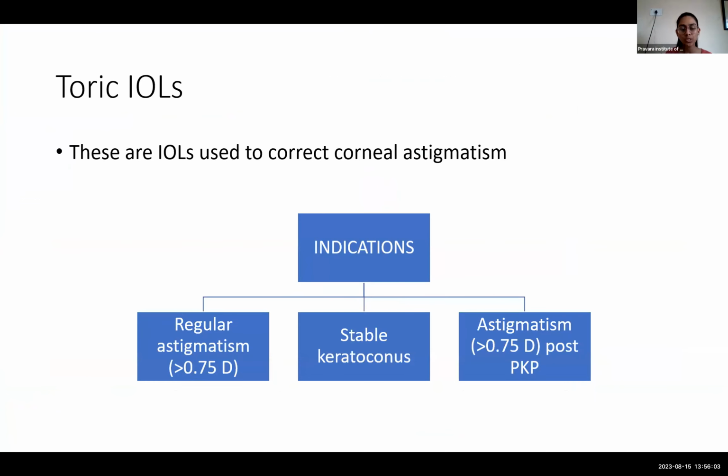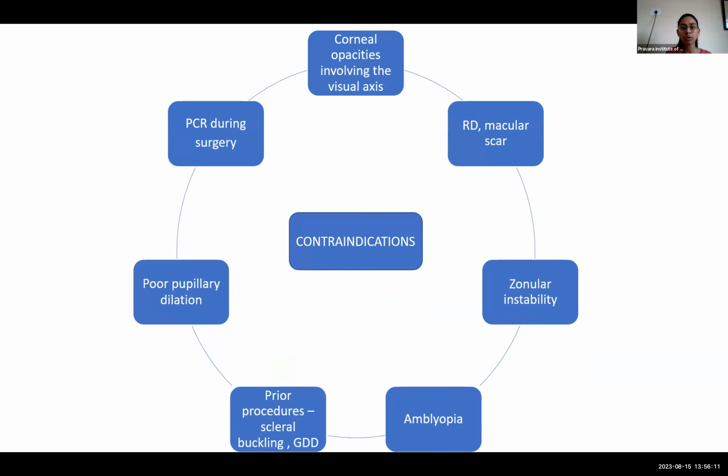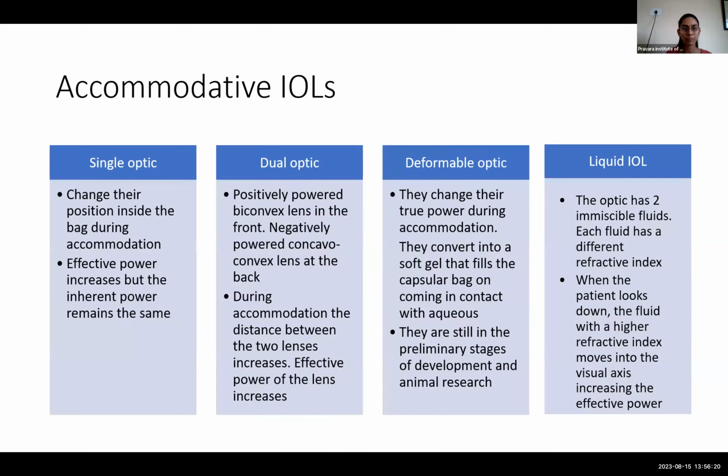Toric lenses are used in patients having with-the-rule astigmatism of more than 0.75 diopters, stable keratoconus, or astigmatism post-PKP. They should, however, be avoided if the patient has any corneal or posterior segment pathologies, or if a rent or zonular instability occurs intraop. Accommodative IOLs can be a single optic or dual optic.